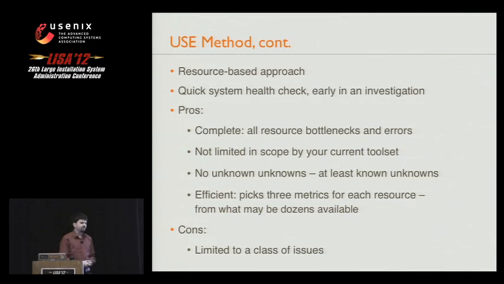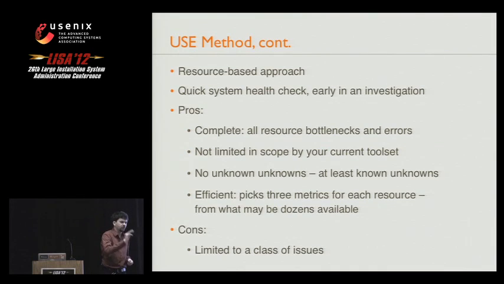So the USE method, it's a resource-based approach. It has pros and cons. It's complete because it will check for bottlenecks and errors. It is not limited in scope by your current tool set. I talked about unknown unknowns. And it's also efficient because if you were just to step over resources normally, some resources have hundreds of metrics and some have a few. This gives you just 3.